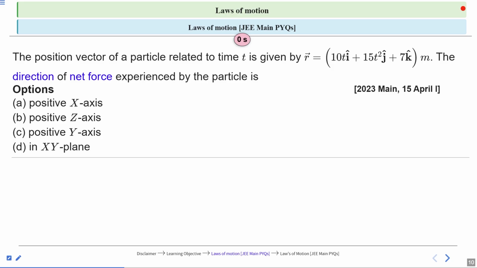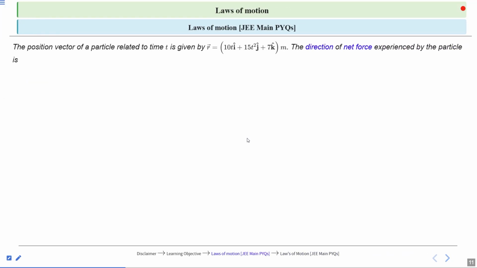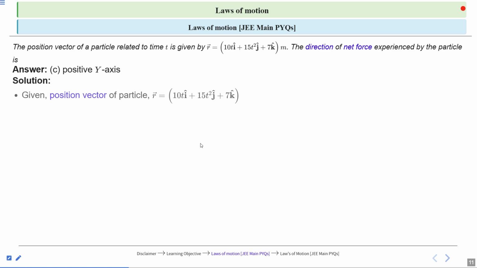Let's see the solution of this question. Here we have to find out the direction of net force. So the correct option is C, positive y-axis. Solution. The given term, that is position vector of the particle, r is equal to 10t i cap plus 15t square j cap plus 7k cap.